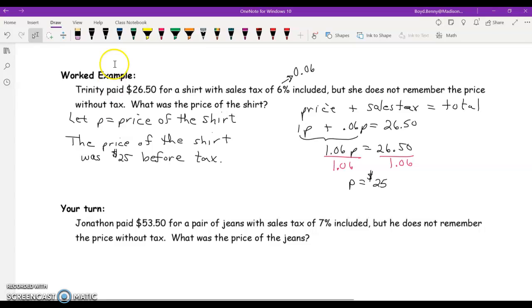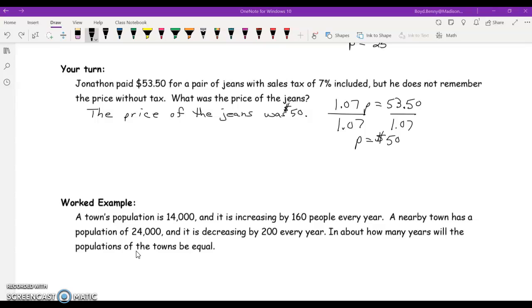Okay. All right, you guys could go ahead and try the your turn problem. Pause the video, and then you can check it. Okay, guys, so go ahead and check your work against mine, and let's see how you did. I ended up with 1.07p equals 53.50, divided by 1.07, and I got the price as $50.